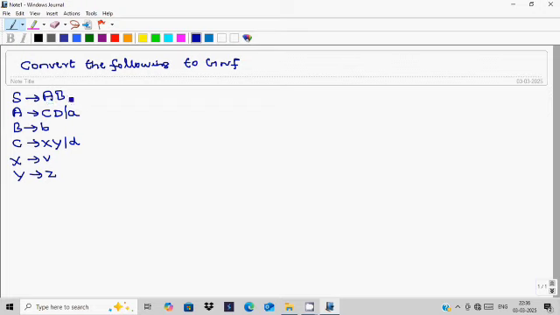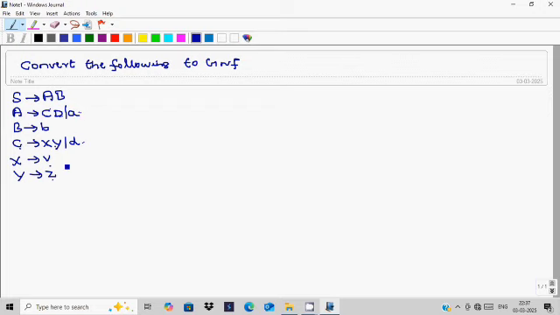So, S tends to AB. We will go for A now. A is generating C and D, and A is also generating a terminal, small a. So, no issues. But we will see whether C is generating any terminal. C is generating X and Y, and it's also generating D. And X and Y are generating terminals again. Now, when you come to D, D is not generating any terminals here.